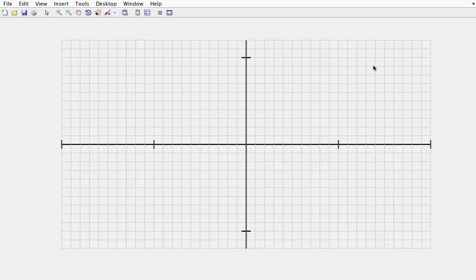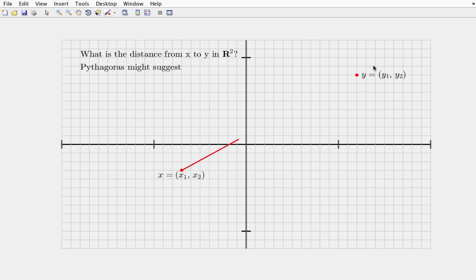Now, what about in 2 dimensions? How would we measure distance? Consider a point X and a point Y in 2-dimensional space. What's the distance from X to Y? Well, Pythagoras might suggest measuring the distance as the bird flies. He might use, in fact, his famous Pythagorean theorem to suggest that this distance is the square root of the sum of the squares of the sides of a right triangle.